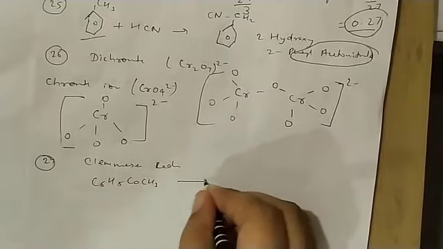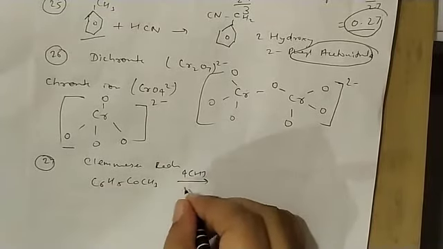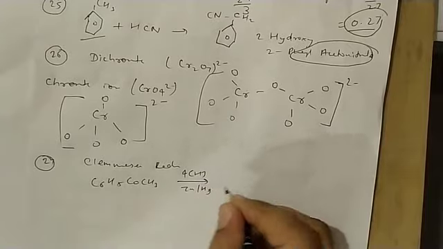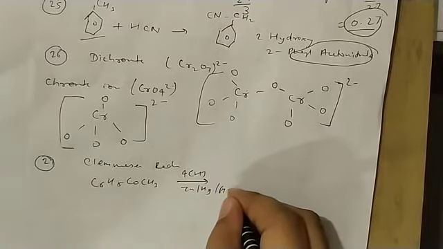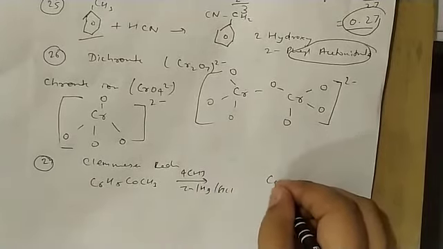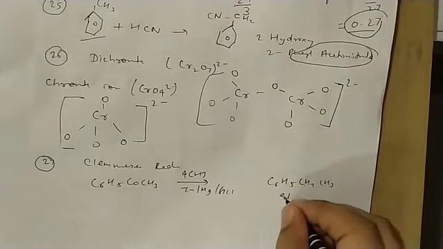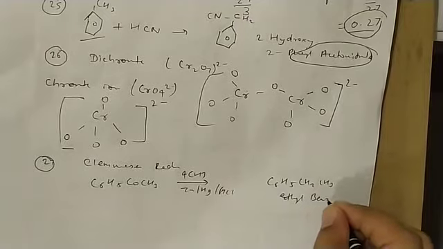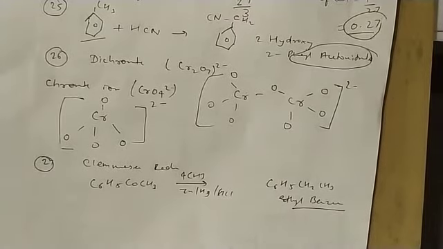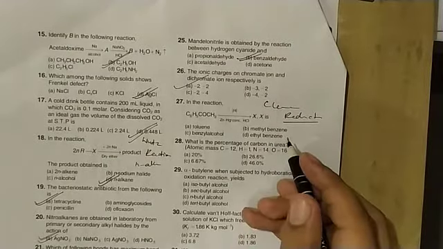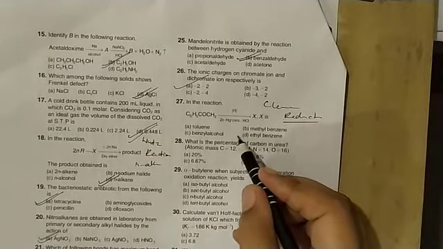C6H5COCH3 will be reduced by zinc amalgam in the presence of concentrated HCl. It will be converted into C6H5CH2CH3, which is ethyl benzene. Ethyl benzene is formed in this reaction, so the ethyl benzene option will be the correct one. Let us see the options. Ethyl benzene is given in option number D, so option number D is correct in this case.